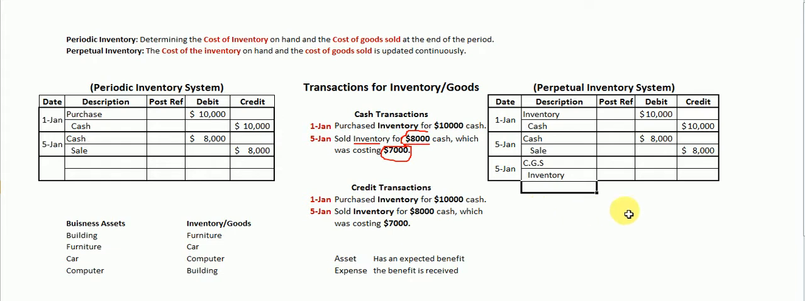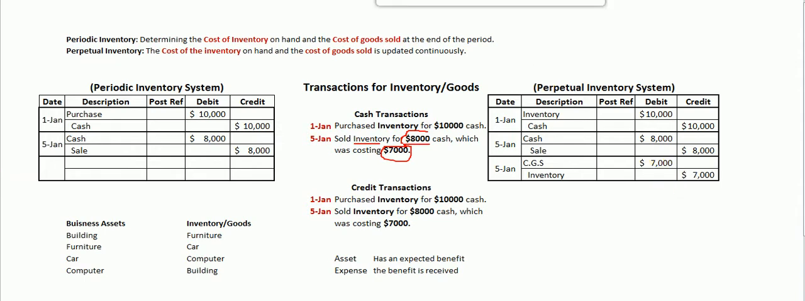Once again, dear students, look, why are we debiting CGS? Because it is an increase in the expense account, and here it is a decrease in the asset account. It means the asset is converted into expense here. How much? $7,000.